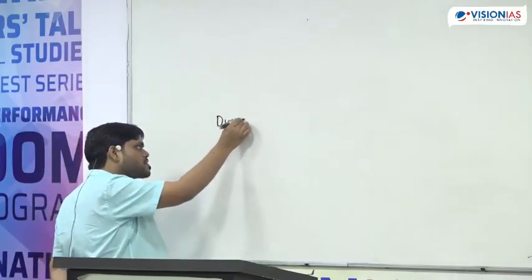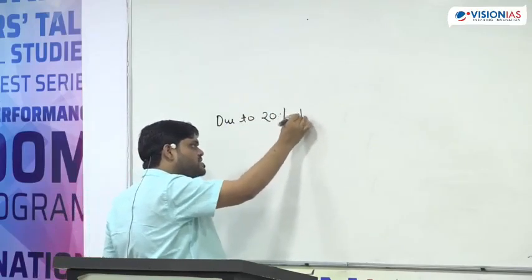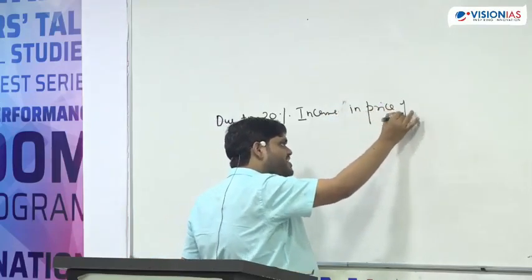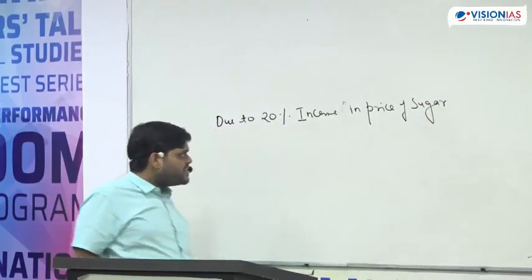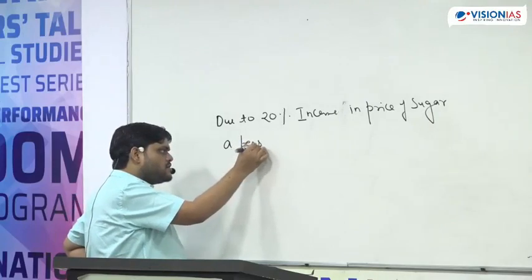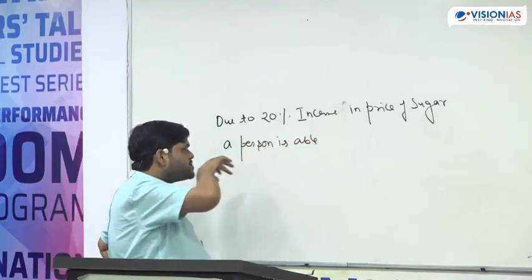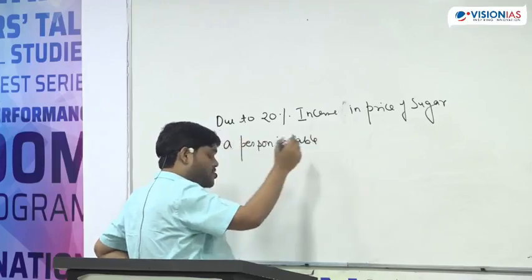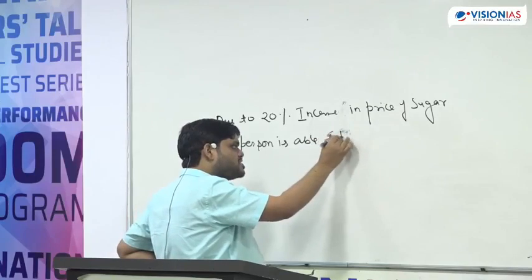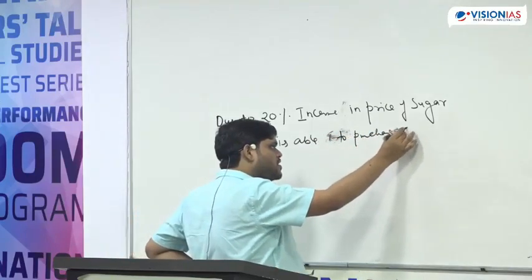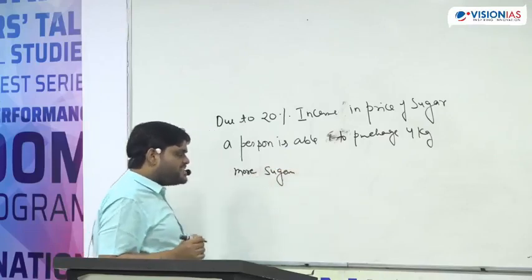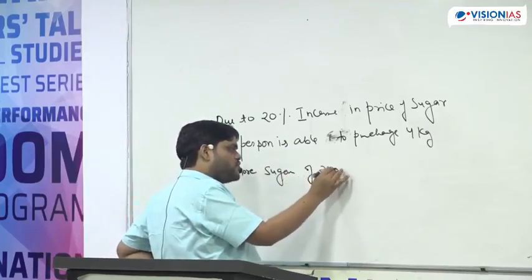Now one more type is left. Suppose the question is like this. Due to 20% increase in the price of sugar, a person is able to purchase 4 kg more sugar of 240 rupees.